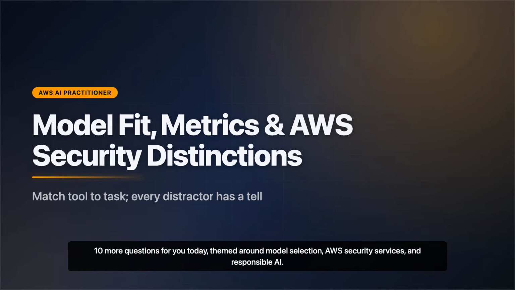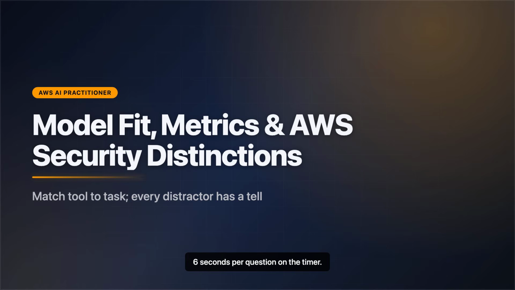Welcome back! 10 more questions for you today, themed around model selection, AWS security services, and responsible AI. 6 seconds per question on the timer. Pause when you need to. Let's see how the patterns land this round. Count every one you get right. Your score matters at the end.